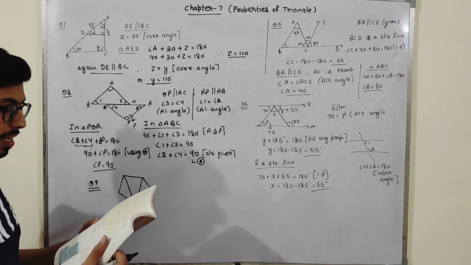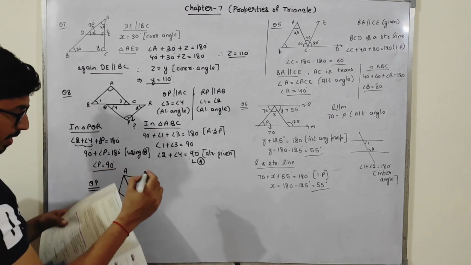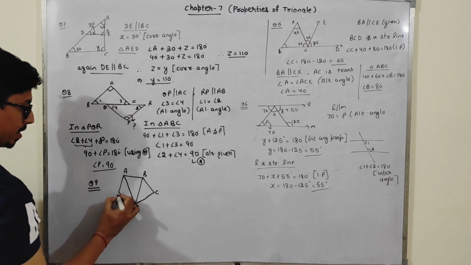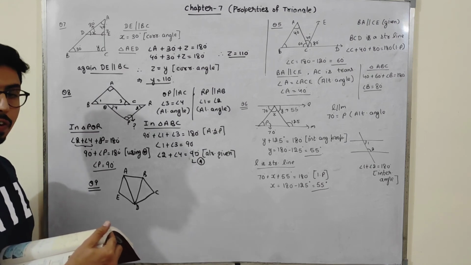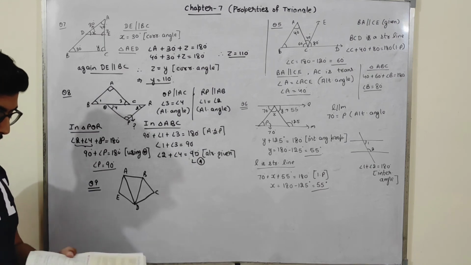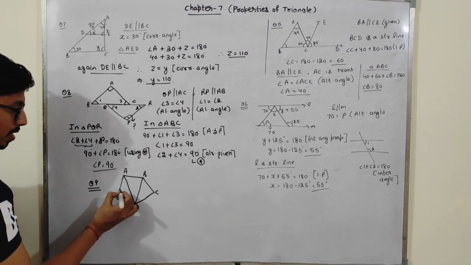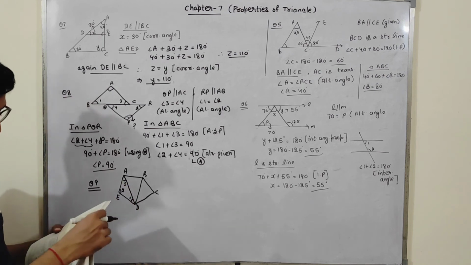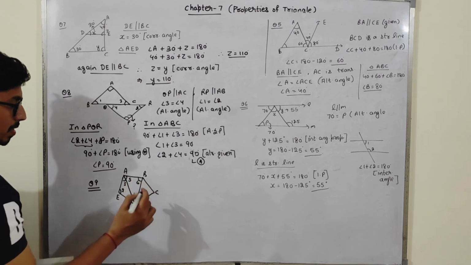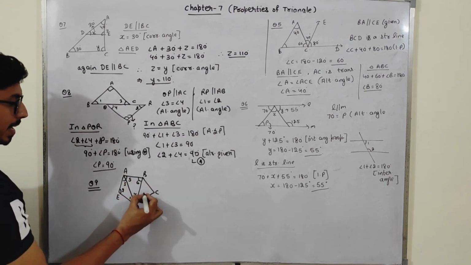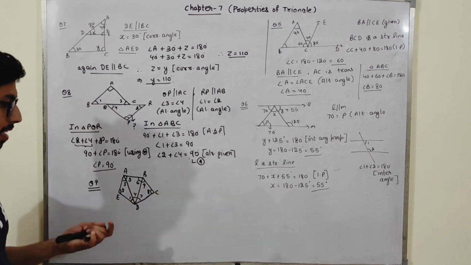This figure is given to us and the naming is also given. This is A, B, C, D and E. I have to find out the sum of the angles 1, 2, 3, 4, 5, 6, 7, 8, 9. In the adjoining figure, this is 1, this is 2, this is 3, 4, 5, 6, 7, 8, 9. I have to find out the sum of all these angles.